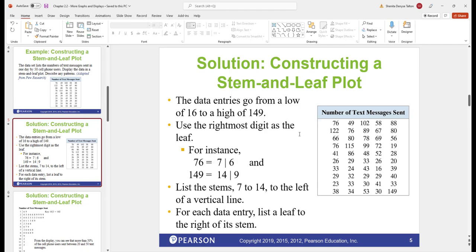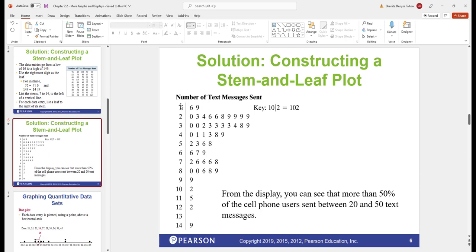Once again, you use the rightmost digit as the leaf, and for the stem you use the first digit or digits, depending on the number. If it's 3 digits, you use the first 2 digits as the stem, and the last digit as the leaf, I'm sorry. Okay, so we're going to list the stems right here. It goes from 1 all the way up to 14, and then the leaves come after it.